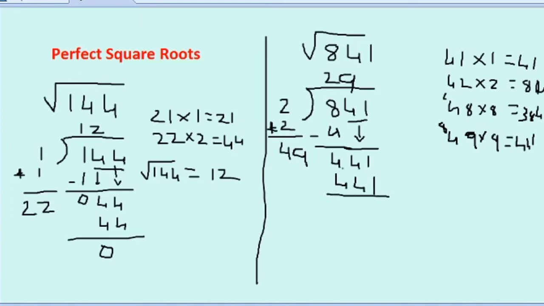Okay. 49 into 9 is 441. So when you minus this, 441 minus 441, answer is 0. So our answer will be 29. What does this mean? 29 into 29 is 841. So answer of root 841 is 29.